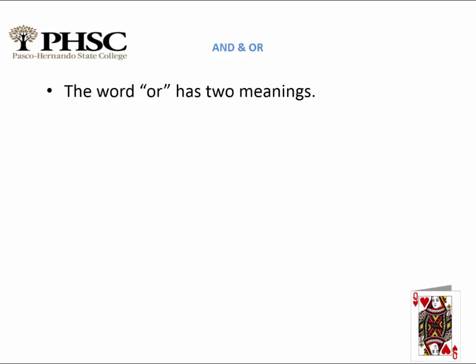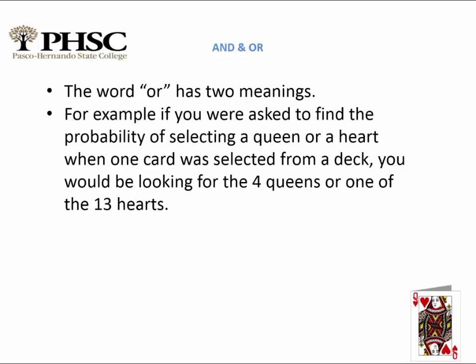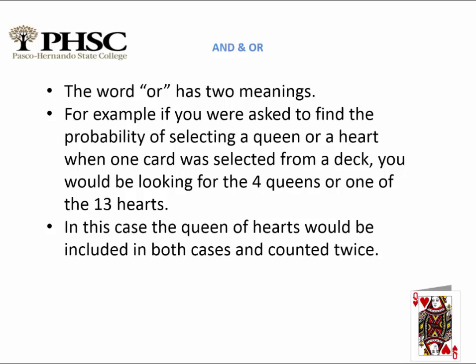Now, the word "or" has 2 meanings. For example, if you were asked to find the probability of selecting a queen or a heart when one card was selected from a deck, you would be looking for the 4 queens, because that's how many are in the deck of cards, and then the 13 hearts. Now, in the case of the queen of hearts, we have to compensate for the fact that the queen of hearts is a member of the set of queens and also of the set of hearts. So it's included in both sets, and therefore it's counted twice.